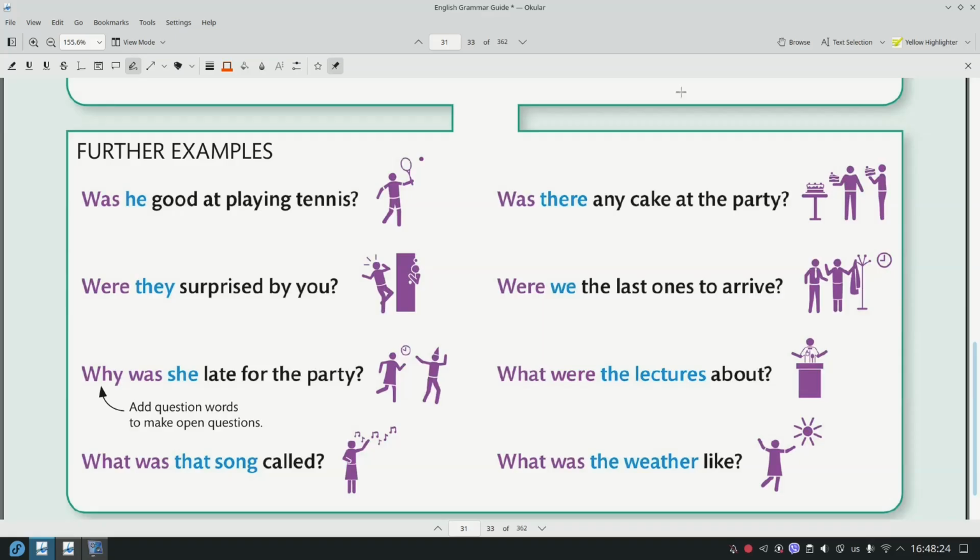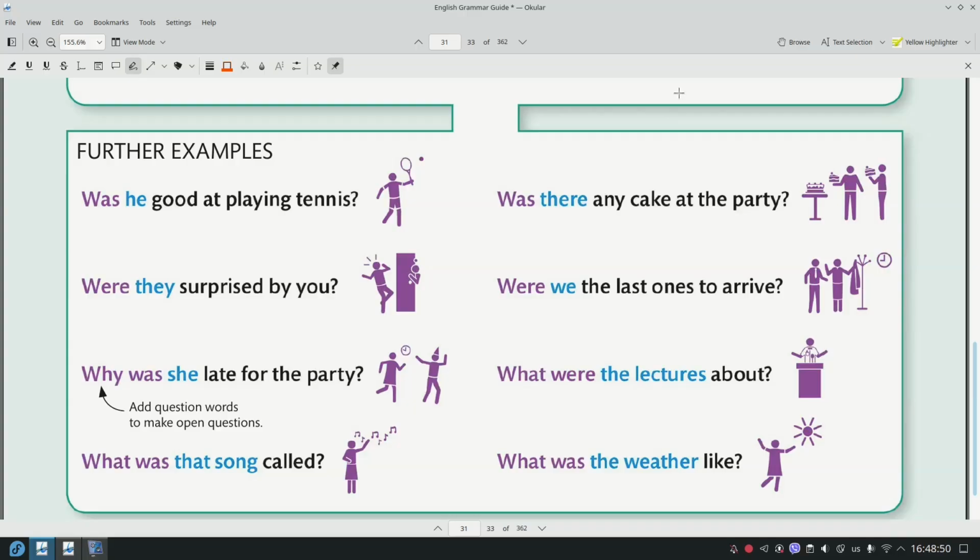Let's read further examples. Was he good at playing tennis? Were they surprised by you? Why was she late for the party? What was the song called? Was there any cake at the party? Were we the last ones to arrive? What were the lectures about? What was the weather like?